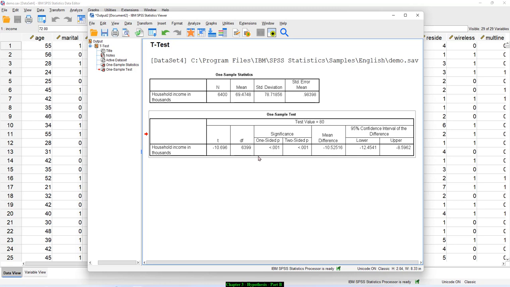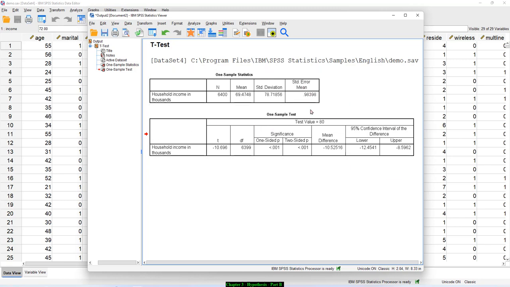So now let's look at the first table. It gives us the sample size is 6,400. The mean of the sample is 69 and the standard deviation is 78. And this is a standard error.